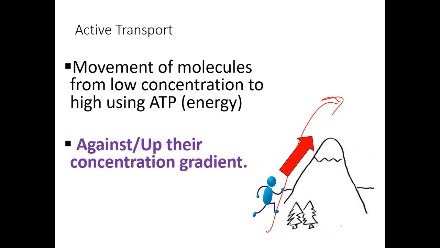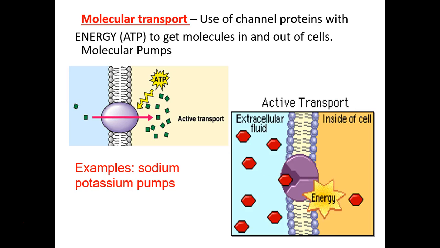Alright, now we're going to go into active transport. Active transport is the movement of molecules from low concentration to high concentration using ATP, which is energy. You're going against or up the concentration gradient as opposed to passive transport. Passive transport goes with the concentration gradient from high concentration to low. Now you're moving against the current. Just think about if you're in a river or a stream. When you go along with a stream, you're floating down the stream. You're going with a concentration gradient. Now if you want to go back upstream, you have to use energy. You're pushing yourself, right? So you're using up a lot of energy. So it's active. This is active transport.